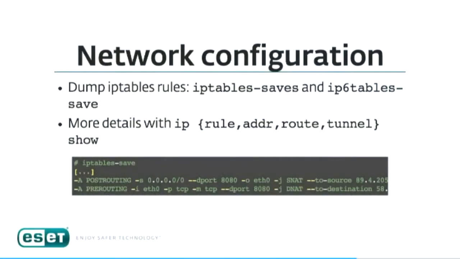Now, the last one is network. People forget that if you turn off the machine, you may not get the network configuration back that was there. So there are a few things that you can dump, all the IP tables rules with iptables-save.